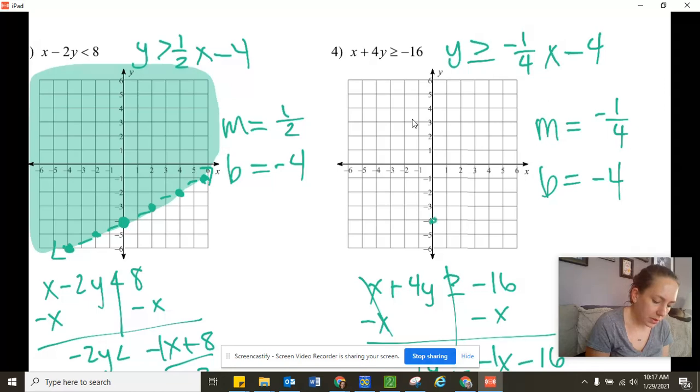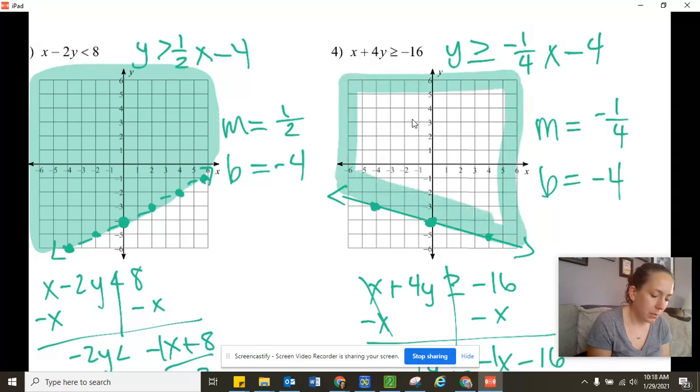So I start at negative 4. Then, because my slope is negative 1/4, I go down 1 and right 4. And then I also want to go up and left, because with the negative slope, it should be going down from left to right. Since there is a line under the symbol, that is going to be a solid line. And it is greater than, so that means I shade everything above the line.